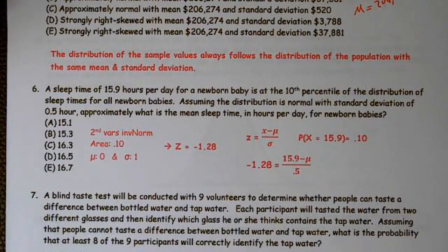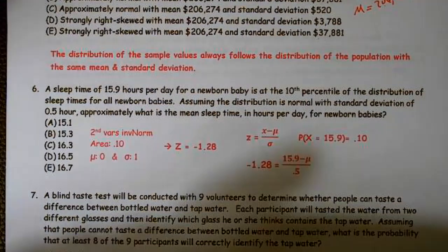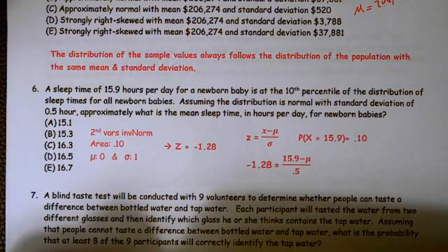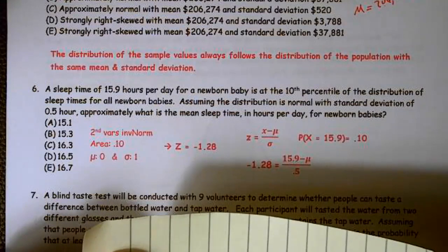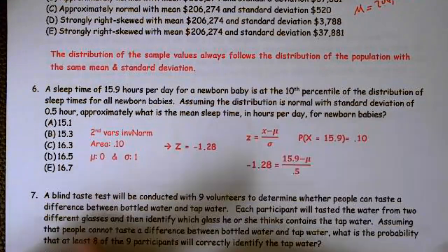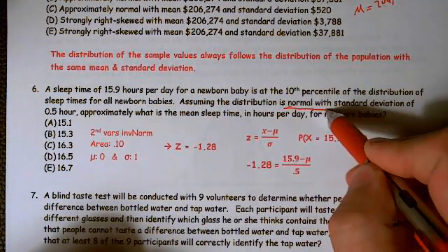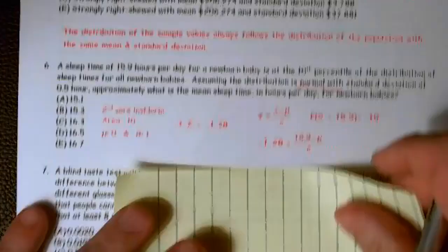A sleep time of 15.9 hours per day for a newborn baby is at the 10th percentile of the distribution of sleep times for all newborn babies. Assuming the distribution is normal with a standard deviation of 0.5, approximately what is the mean sleep time in hours for the newborn baby? All right. They tell us it's normal. All right. Well, they told me it's normal.